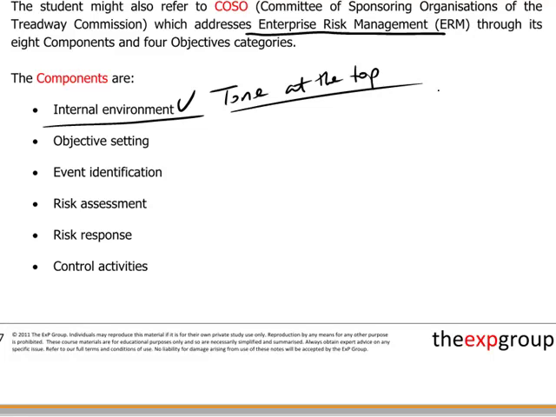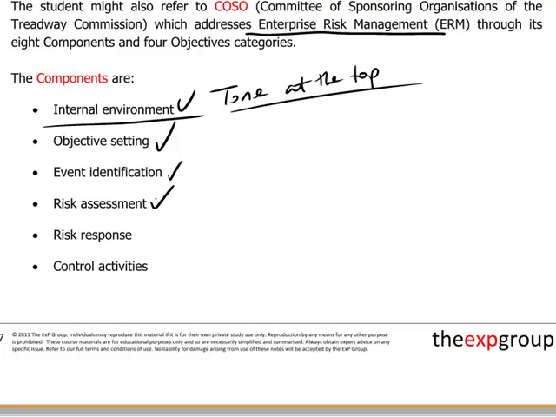The next component of COSO is the objective setting, and here the concern is to make sure that the objectives of the organization are properly aligned and consistent with the risk appetite that the organization has. Event identification, as we've alluded to earlier, has to do with identifying those risks which can harm or affect the achievement of the objectives that the company has set itself.